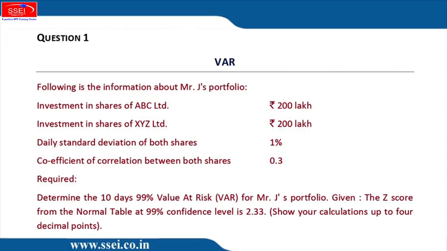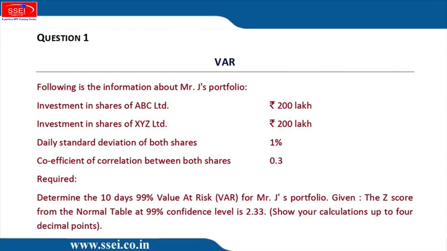So SD of the portfolio is square root of 2 square plus 2 square plus 2 into 0.3 into 2 into 2. I mean to say variance of ABC plus variance of XYZ plus 2 into correlation into SD of ABC into SD of XYZ. I repeat, variance of ABC, that means 2 square, plus variance of XYZ, that is 2 square, plus 2 into correlation, that is 0.3, into SD 2 into SD 2.